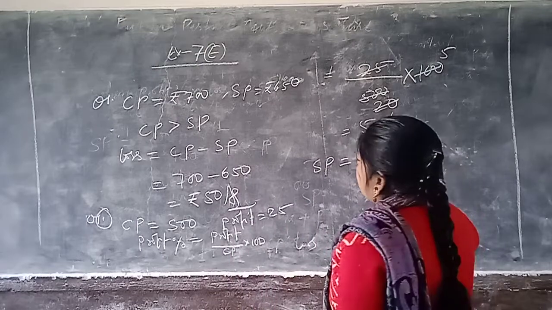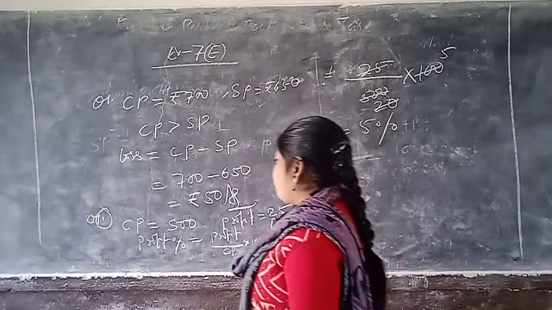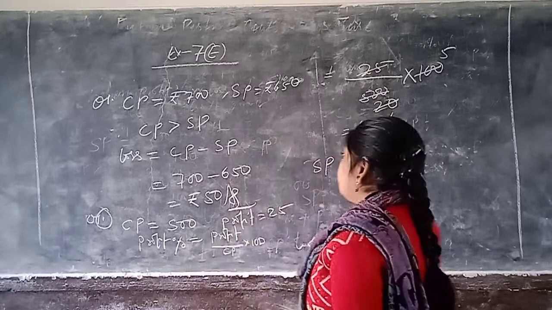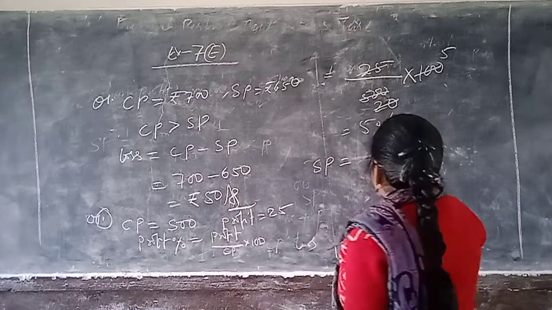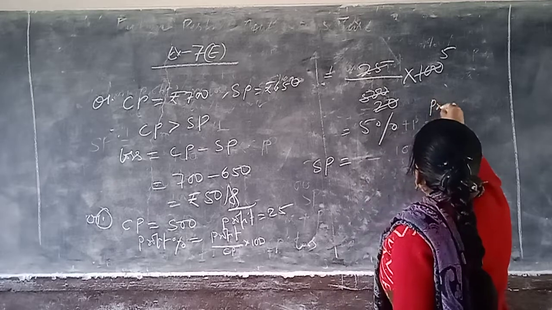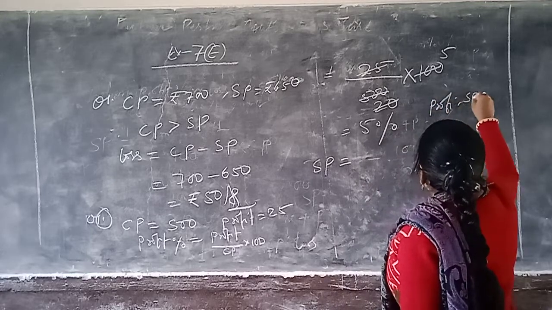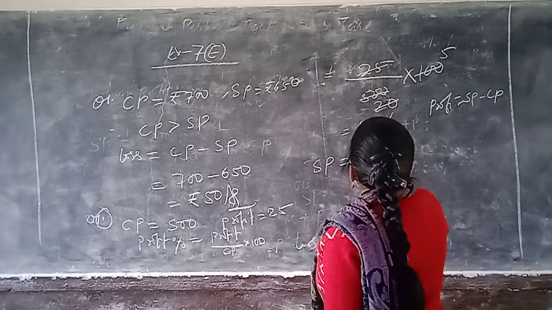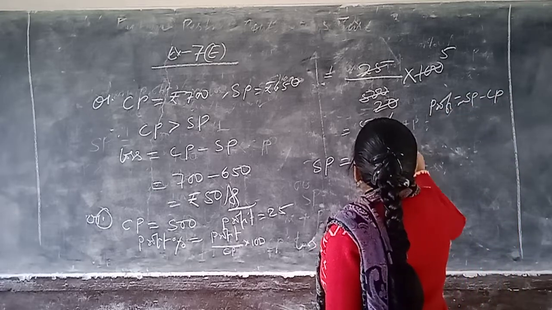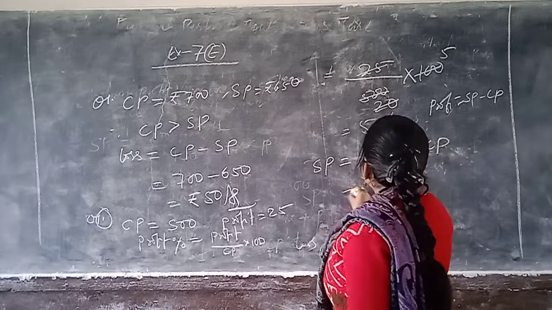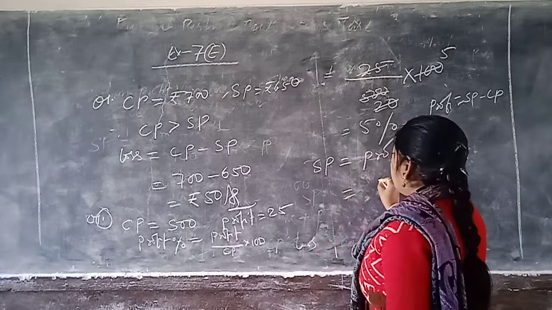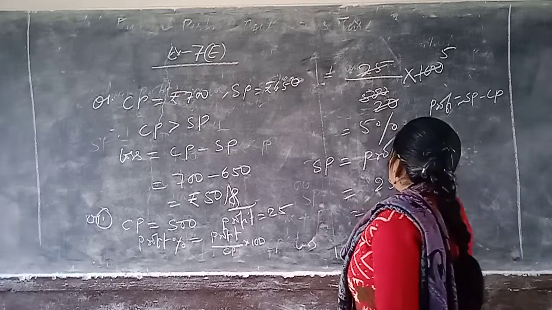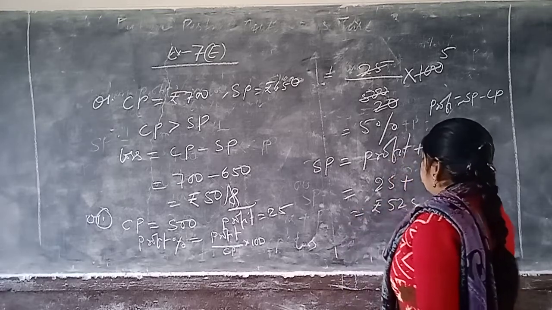One more question, find the selling price. So what is the formula of selling price? If profit is given and cost price is also given, find the selling price. You know that profit equals SP minus CP. Now SP is equal to profit plus cost price. So 25 plus 500. The answer is 525.